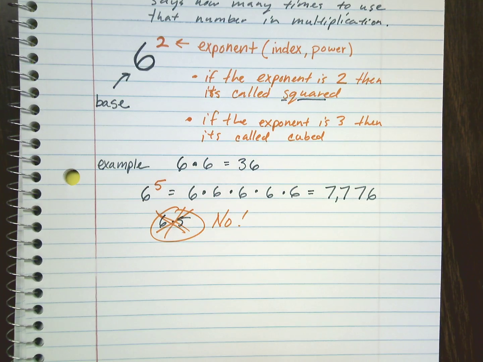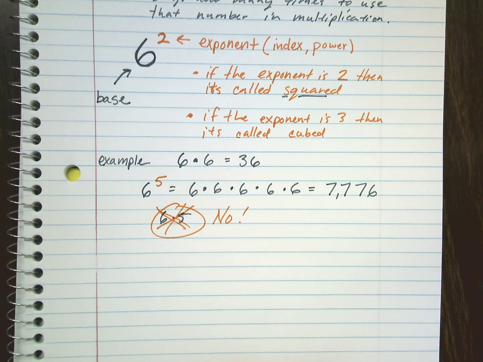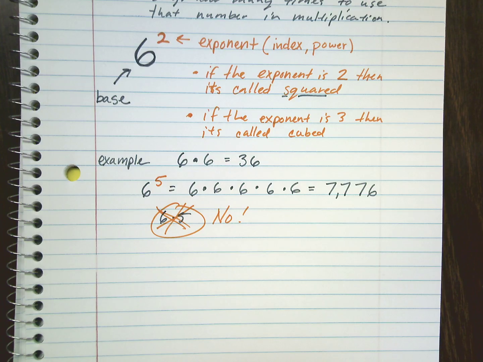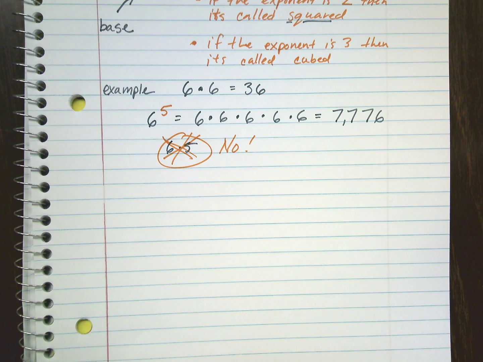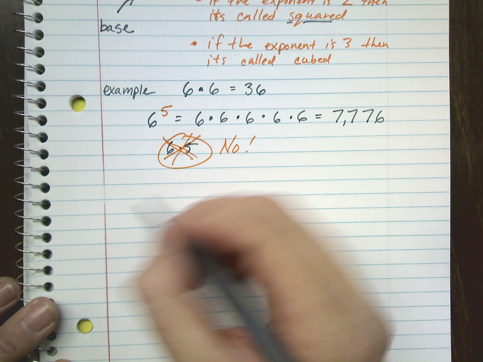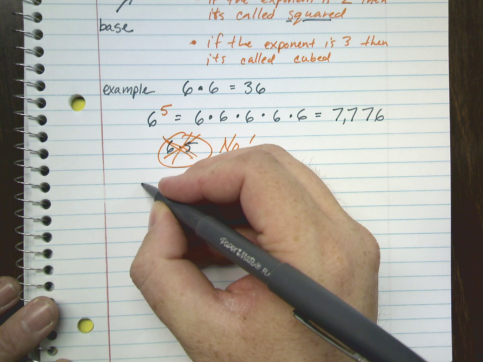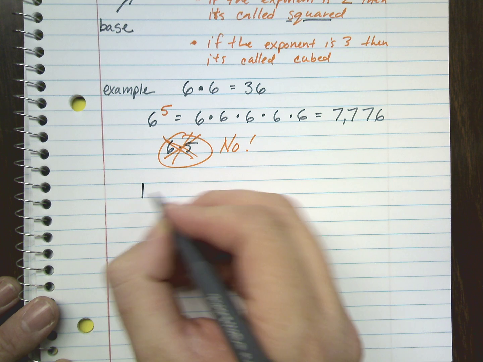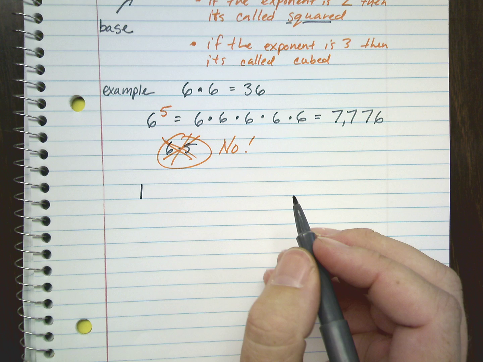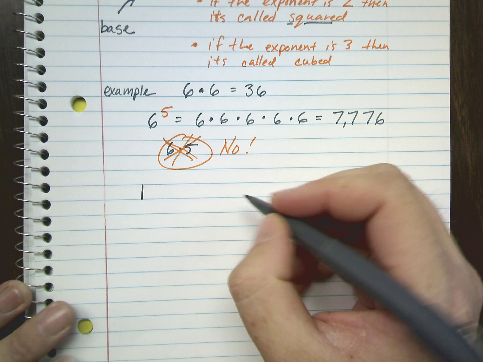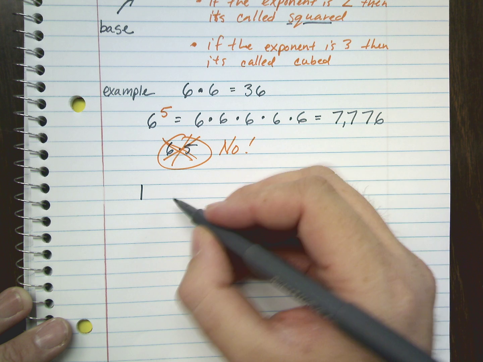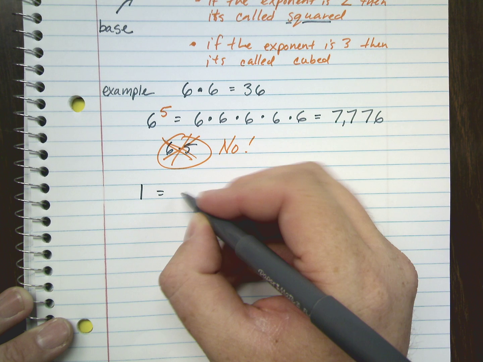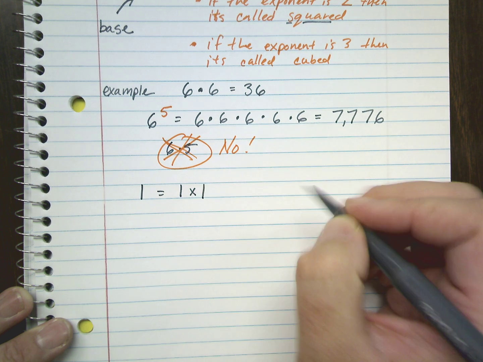The next part I'm going to show you is why it's called squared and why we call it cubed. We'll start with squared. We're going to start with the number 1 right here. The number 1 is actually a square number, because when we think about geometry and how to make the number 1, 1 is the same thing as 1 times 1, right?